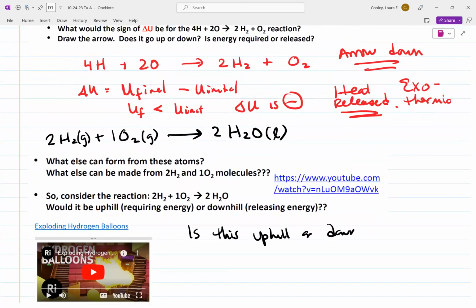So my question is, if we go from 2H2 and O2 to 2H2O, is this uphill or downhill? Will energy be required or will energy be released? Don't answer that question, because I'm going to show you a video.